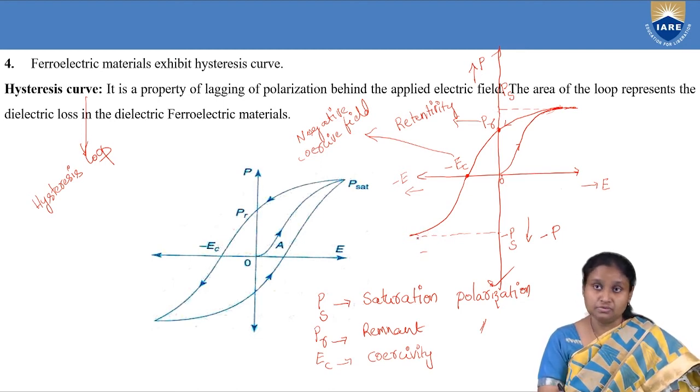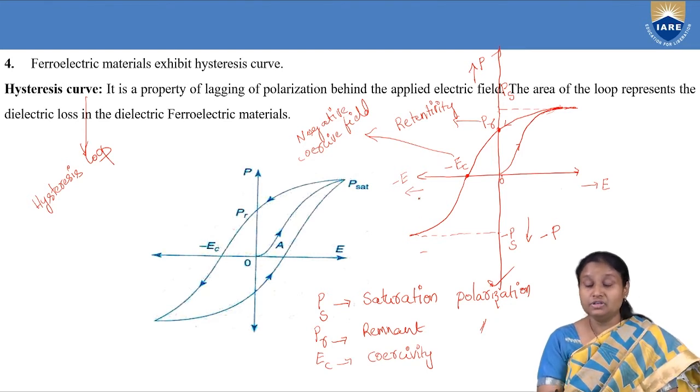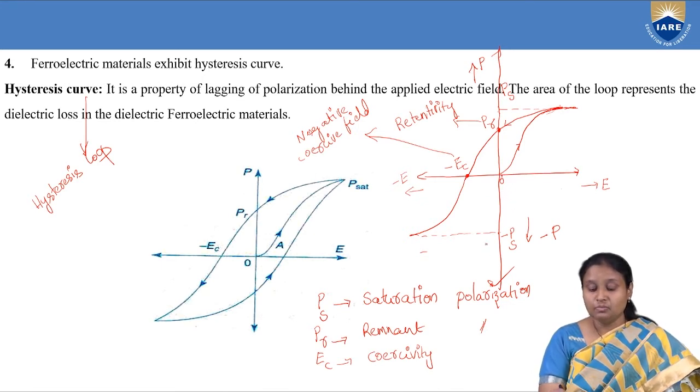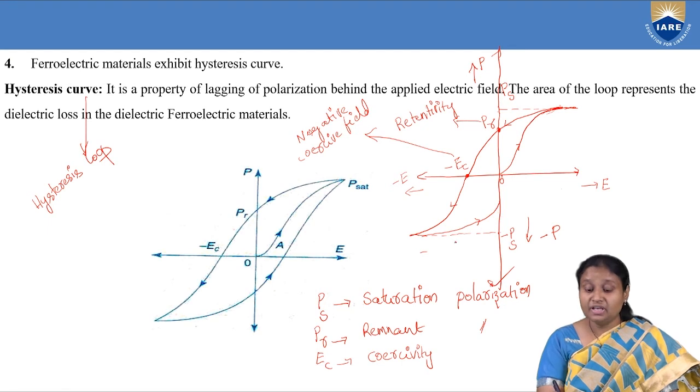No matter if I keep on increasing the negative electric field, there won't be any change in PS value. Okay, now after coming to this point of negative saturation, I start decreasing the negative electric field to zero. Then you will observe that the negative polarization starts decreasing, and it follows this path as we reduce our electric field to zero.